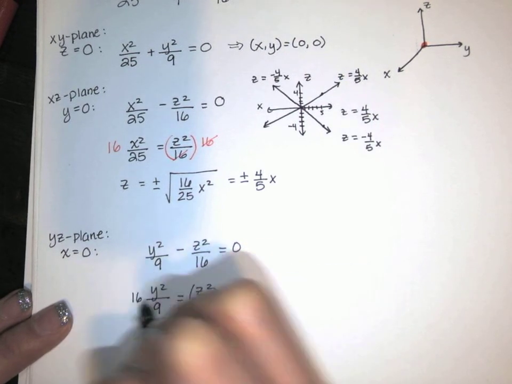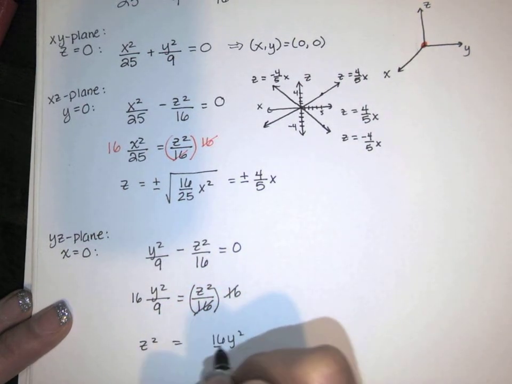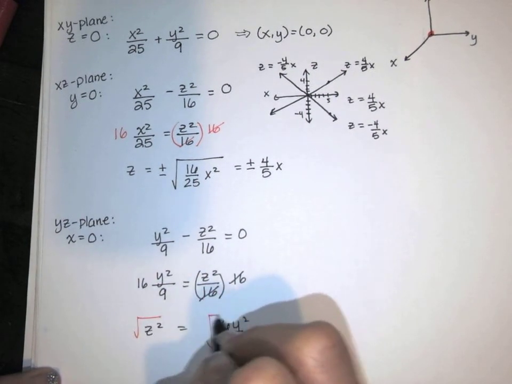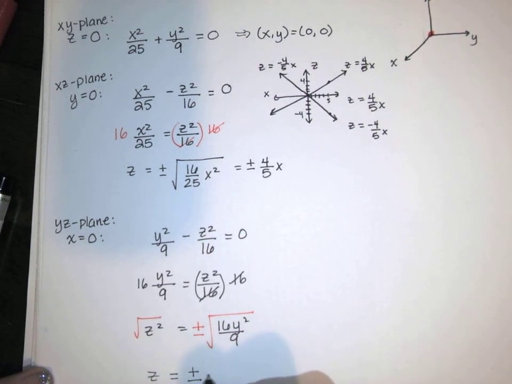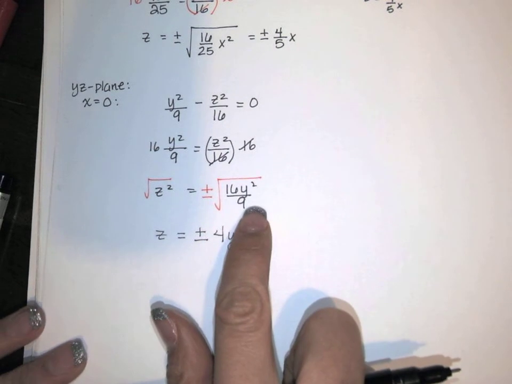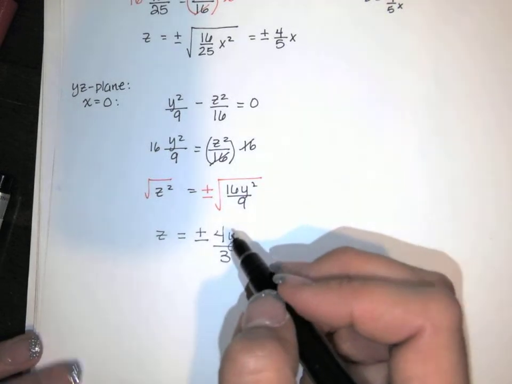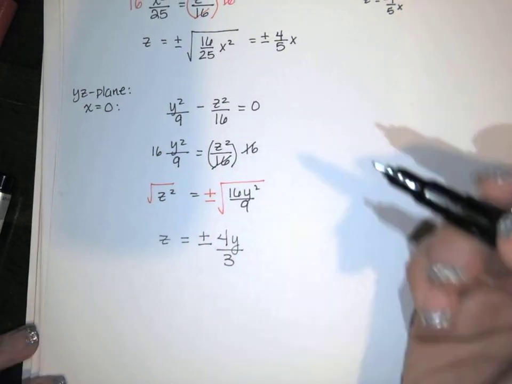Multiply by 16. You've got z squared equals 16y squared over 9. And you're trying to get z by itself. So take the square root of both sides. Don't forget the plus or minus on the right. So we get z equals positive or negative, square root of 16 is 4. Square root of y squared, it's going to be y. And square root of 9 in the denominator is 3. Okay, so we've got two lines. z equals 4/3 of y and z equals negative 4/3 of y.